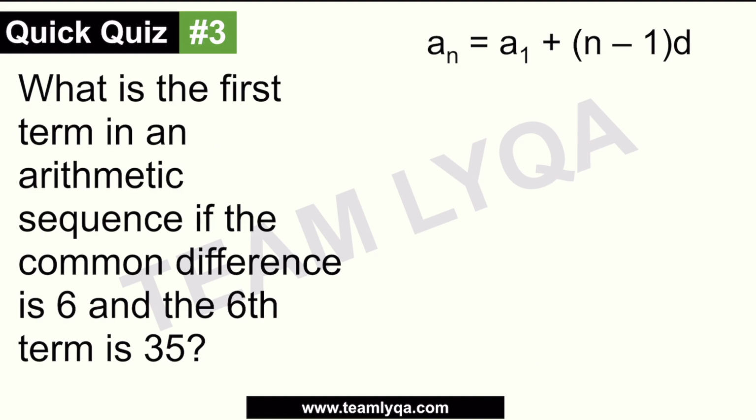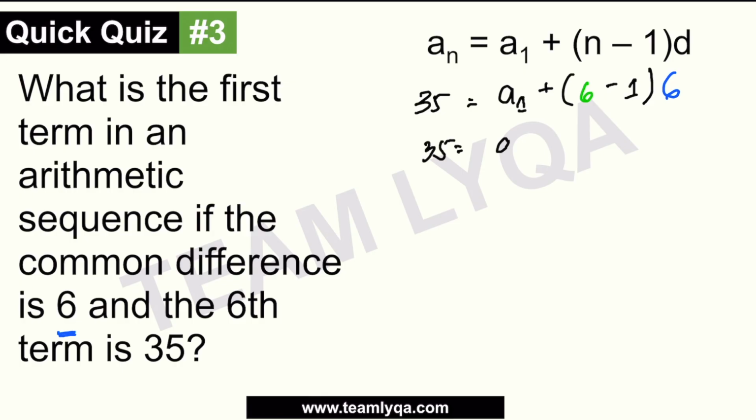Okay, now number 3. What is the first term in an arithmetic sequence if the common difference is 6 and the sixth term is 35? So, again, kung yung A sub 6 ay 35, we can put it there. Ang ating first term ay nawawala, so we'll leave it at A sub 1, plus, and then yung N natin is 6 minus 1 times the common difference, which is also 6. Okay? Ito yon. Binigay naman siya. Okay? So, we're going to solve for that.